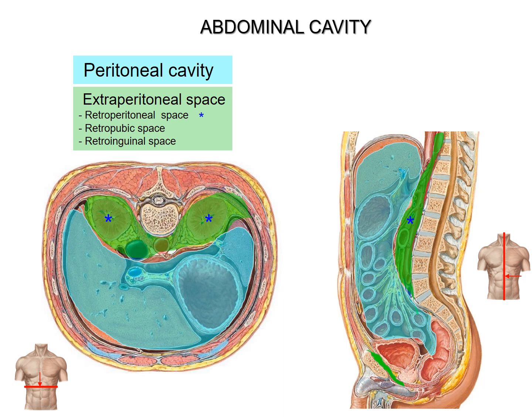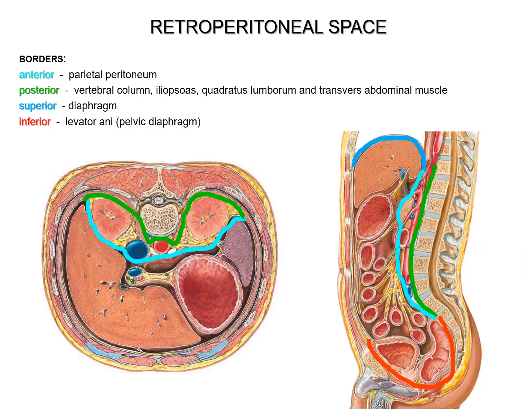Some organs of the digestive system like duodenum, ascending and descending colon, and pancreas, urinary system like kidneys and ureters, and endocrine system like suprarenal glands lie within this space. Anterior border of the retroperitoneal space forms the parietal peritoneum. Posterior border forms the vertebral column, iliopsoas muscle, quadratus lumborum muscle, and transverse abdominal muscle.